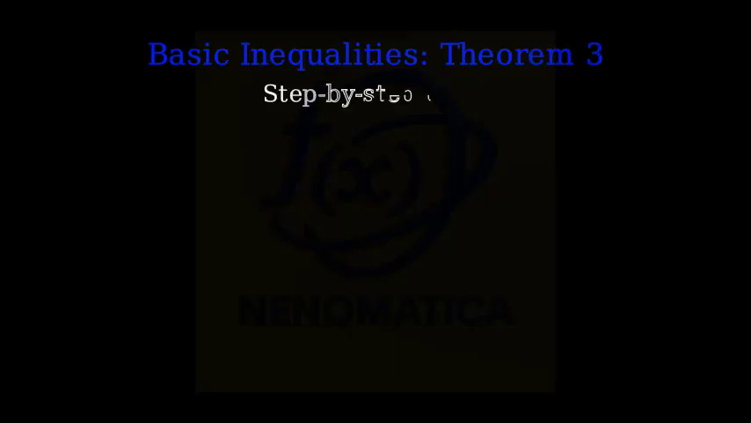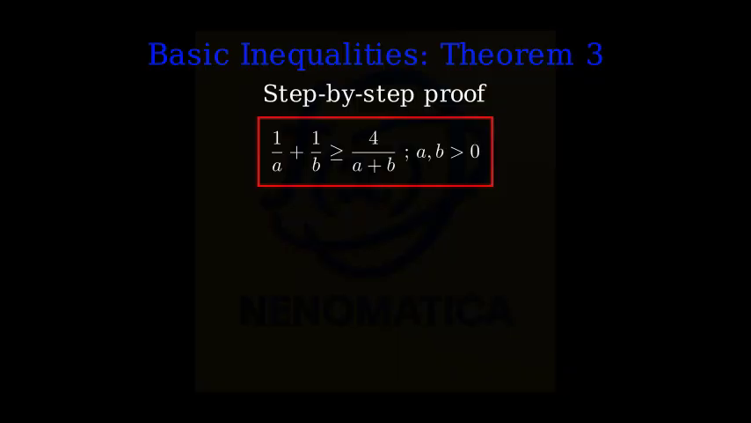Welcome to our mathematics video. Today, we'll be looking at basic inequalities, specifically Theorem 3, and walk through its proof step by step. Here's the inequality we'll be proving today. 1 over a plus 1 over b is greater than or equal to 4 over a plus b, where a and b are both positive. Let's begin our proof. We'll follow the exact algorithm as shown in our reference material.